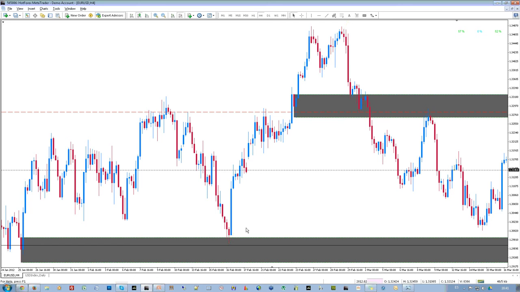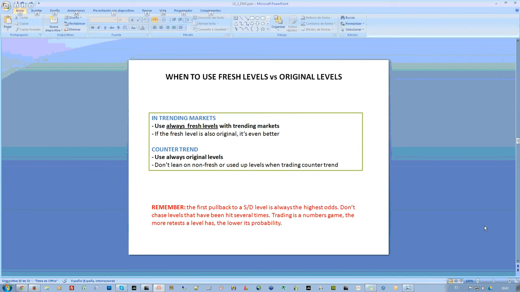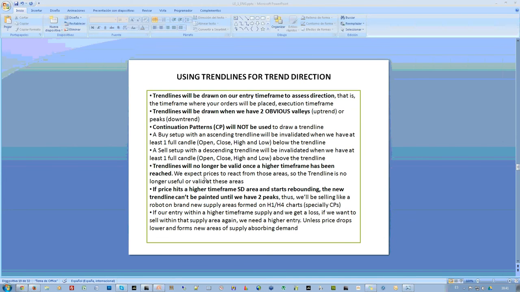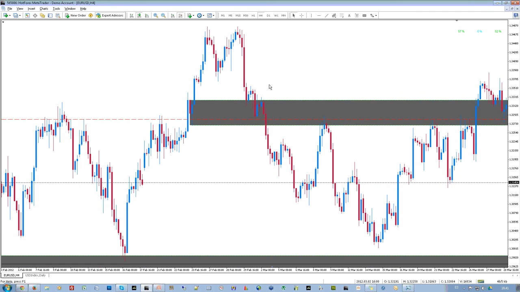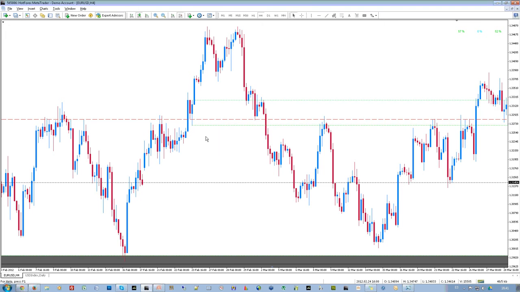And if we want to use the trend line as well, even though it is not necessary, the rule here tells us that the trend line will no longer be valid once a higher time frame has been reached. So this is not valid. But so we have two rules that negate this level. We are too high in the curve, and the trend line has been broken. So no trade over here.